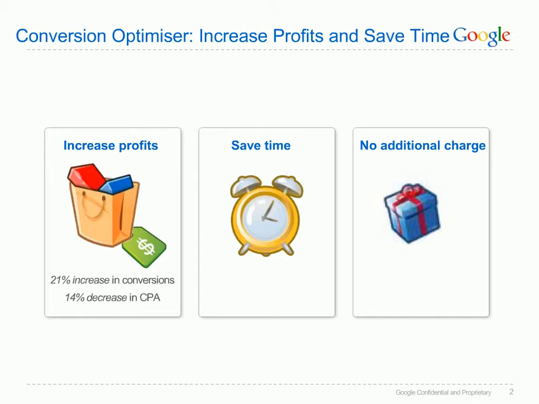You bid with a cost per acquisition rather than a cost per click. Many advertisers find that bidding with a cost per acquisition makes it easier to match their campaigns to their business goals. Instead of spending time on bid management, you can spend time focusing on other aspects of your AdWords campaign, like finding new keywords or creating new ad texts. Lastly, there's no additional charge for AdWords advertisers to use the Conversion Optimiser and no new interfaces to learn.